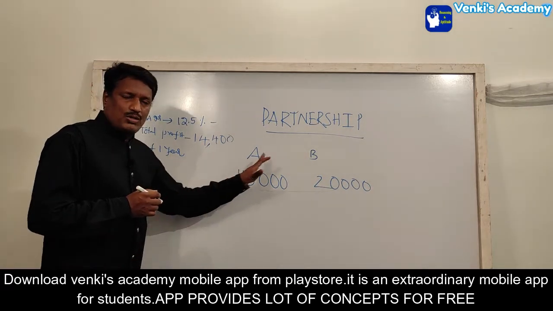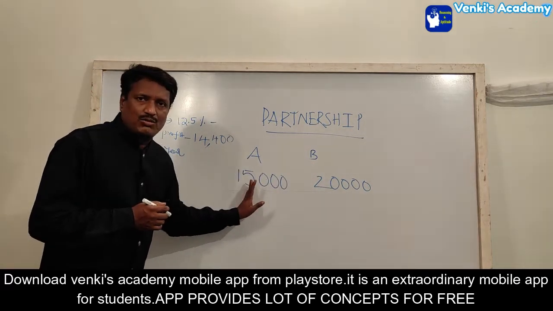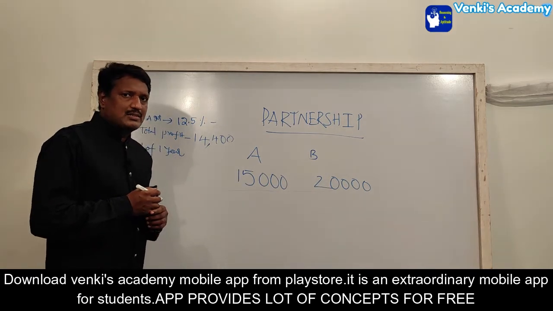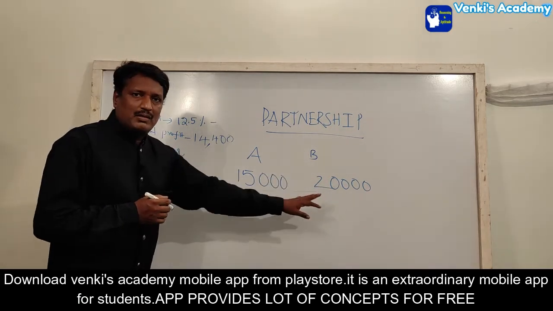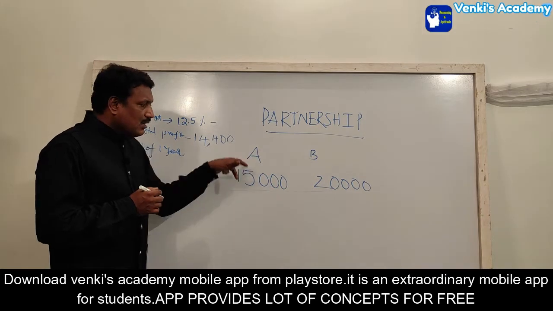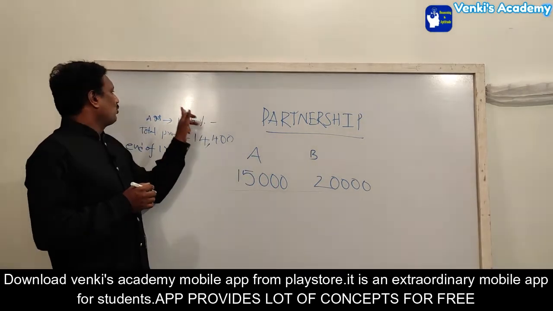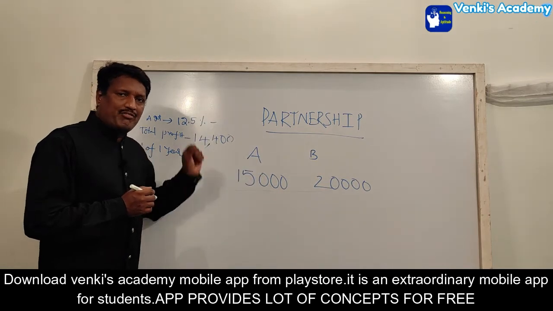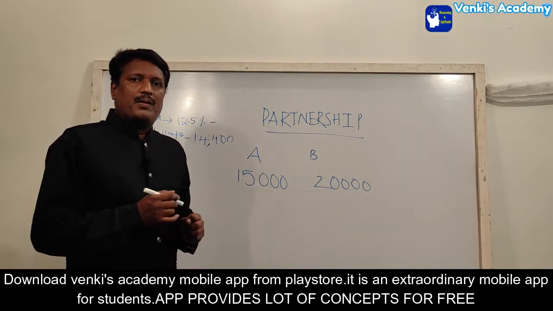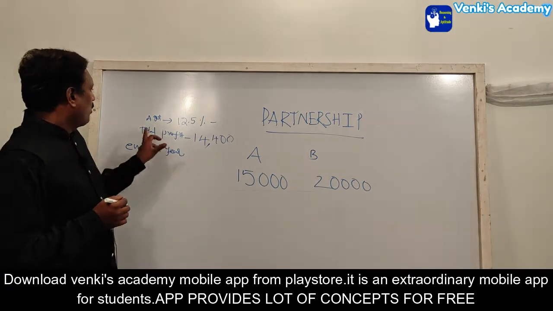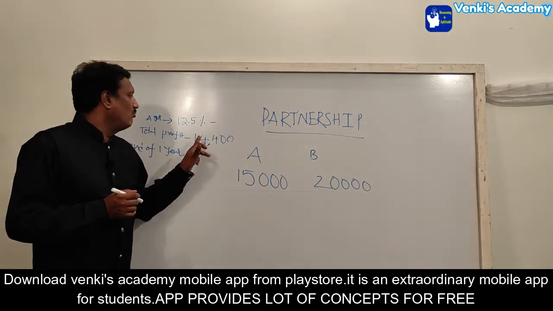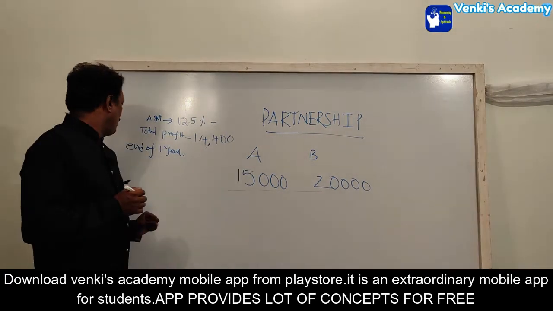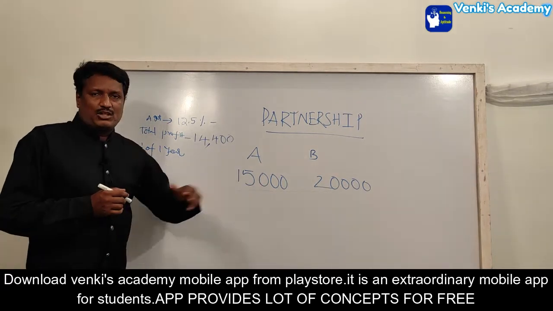So these two invested 15,000 and 20,000 in the business. B is a sleeping partner. Now A got 12.5% of the total profit for managing the business. The total profit at the end of the business is 14,400. Find the share of A and the share of B.